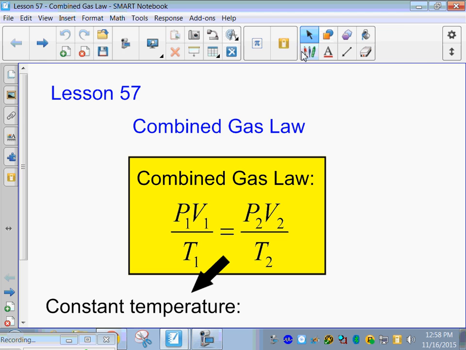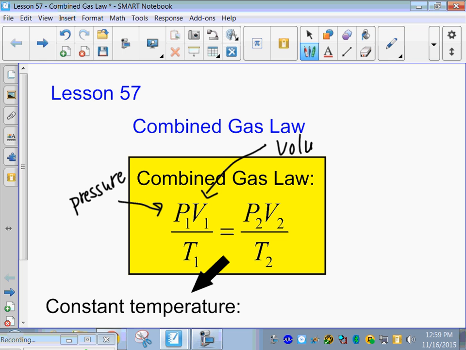So P is always pressure. V is always volume. And T is always temperature.